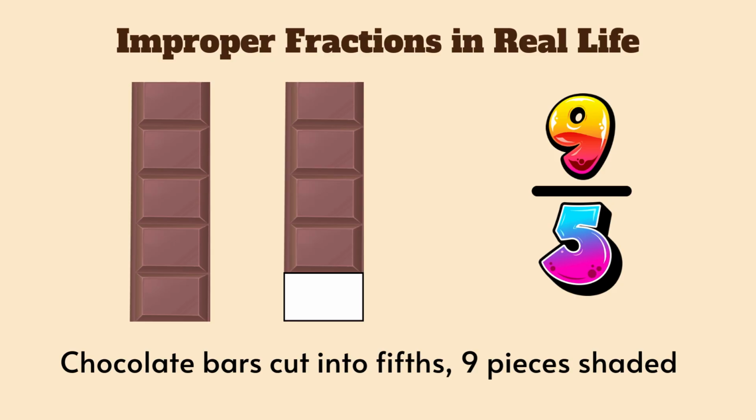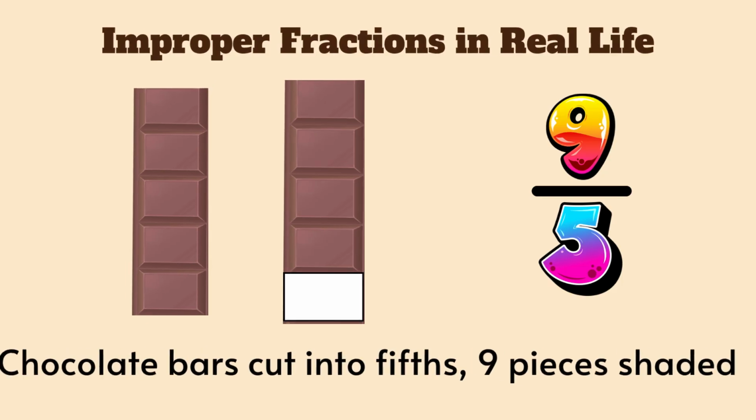If a chocolate bar is cut into 5 equal pieces and you eat 9 pieces, you've eaten 9/5. That's more than one bar and possibly too much chocolate, but great maths.